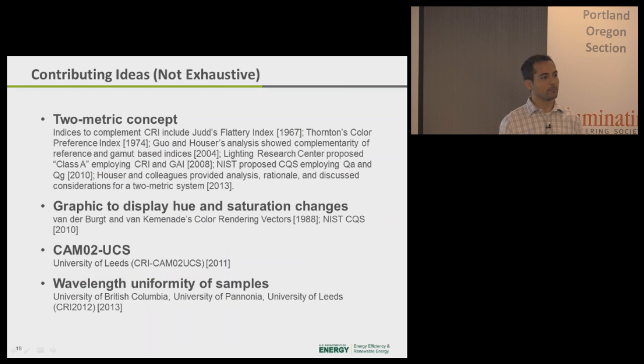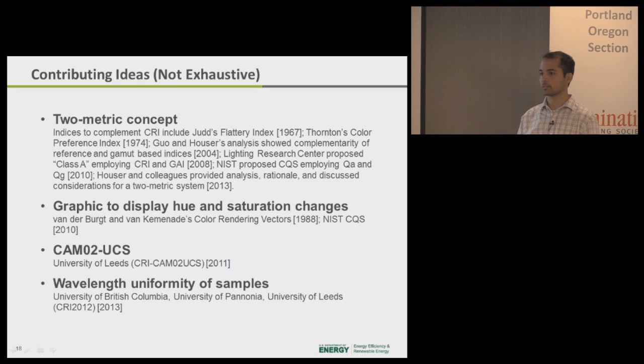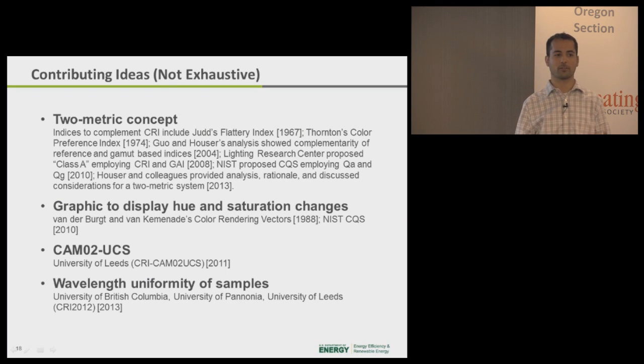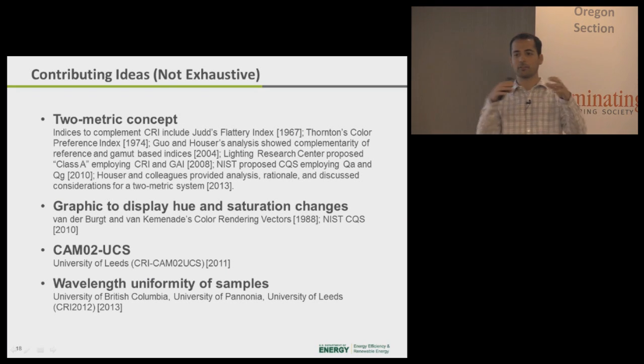So where did the ideas come from for this? And we'll get into what the actual document says, but the 2-metric concept, there's been a lot of that out. You might have heard of CRI plus gamut area index. Also, CQS had this multiple metrics type of approach. So we pulled in those ideas where we can't just consider fidelity, we need to consider multiple aspects of color rendering. Graphic displays, some of you might have heard of color rendering vectors. If we have a lot of information, we can get 1,000 points, we can plot these visually and show vectors about how different regions of color space are changing.